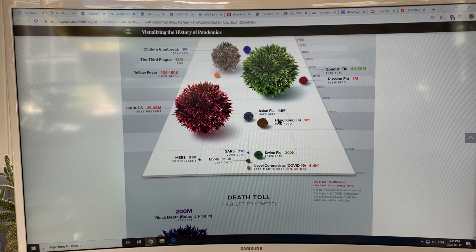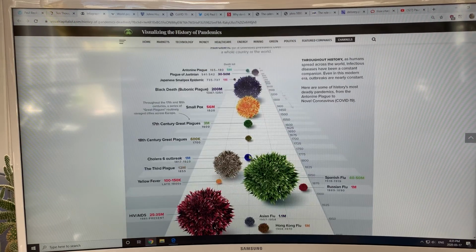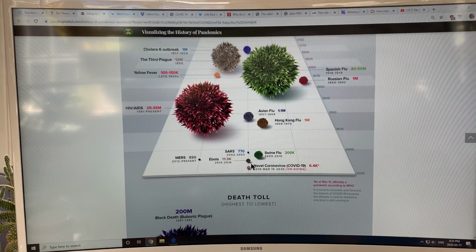Then we can look at what's going on now. Now we have this novel coronavirus, and here's where we are now. It's rapidly spreading. It's just starting, basically. It's ongoing, with very, very small numbers right now. We'll see where it goes.